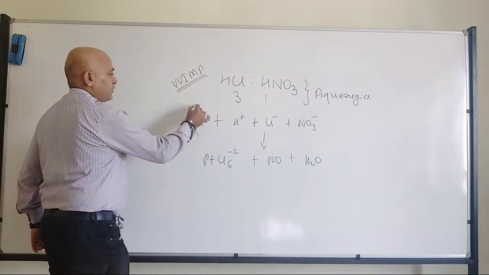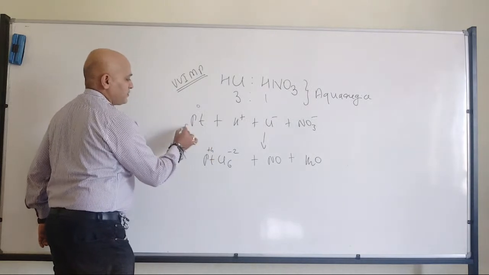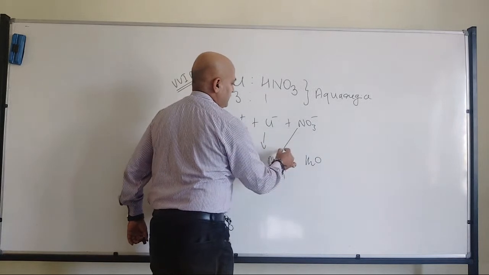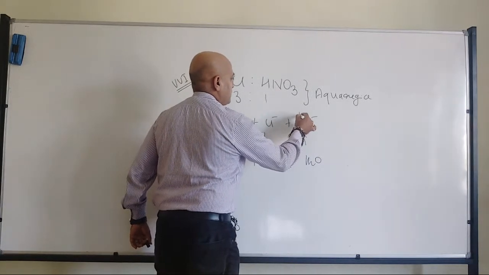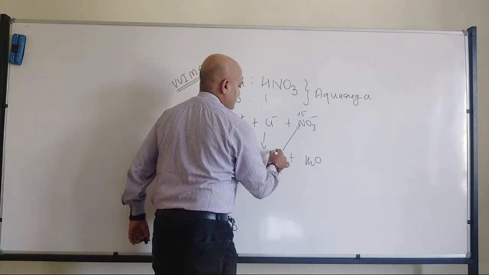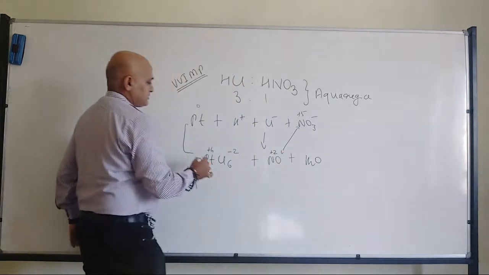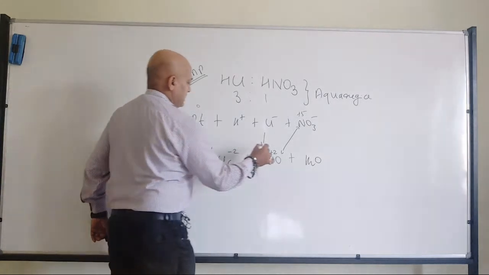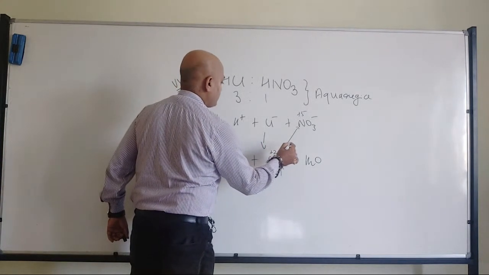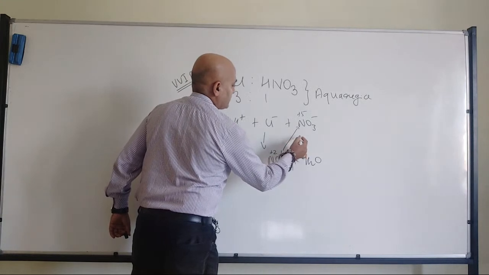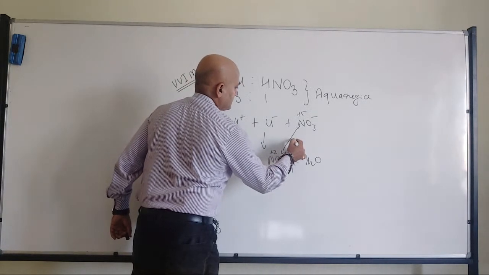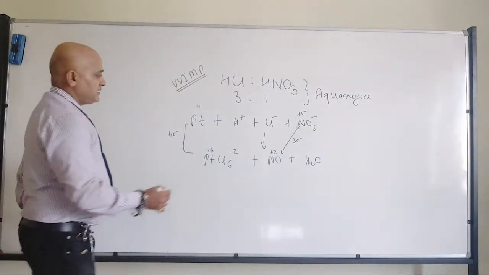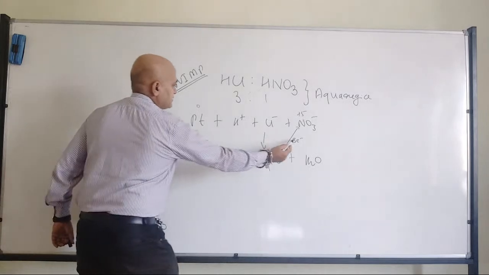Fine. Now from 0 it is becoming plus 4. And here, from plus 5 it is becoming plus 2. So that means there is a losing of 4 electrons, and there is an addition of 3 electrons. So not matching, right? So we have to cross multiply. So 3 should come here.